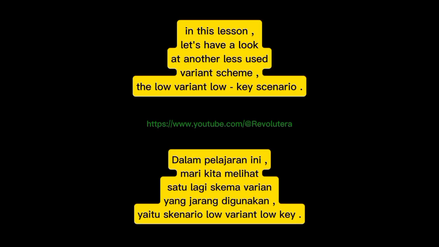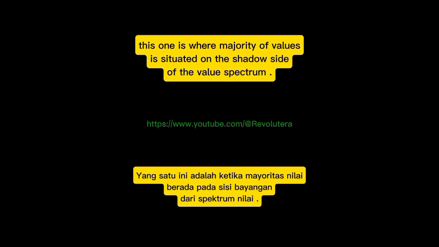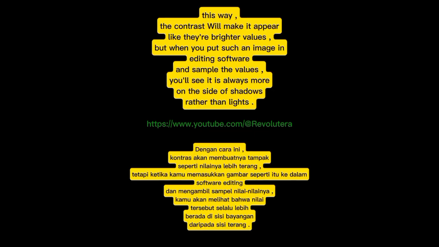In this lesson, let's have a look at another less used variance scheme. The low variant low key scenario. This one is where the majority of values is situated on the shadow side of the value spectrum. This way, the contrast will make it appear like the brighter values.